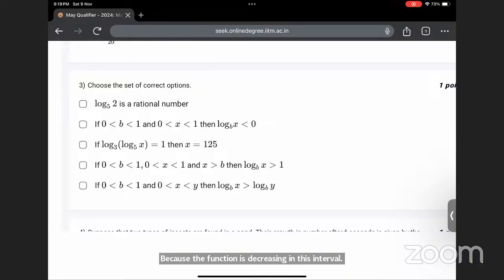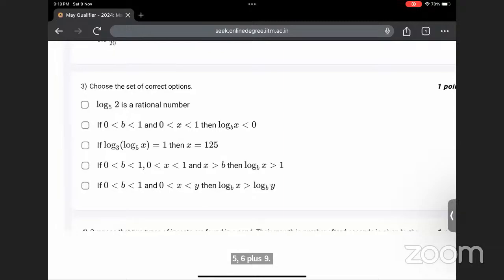And how will we find the range of 5x plus 9 divided by 2x? What? Can you repeat? 5x plus 9. Yes, ma'am.